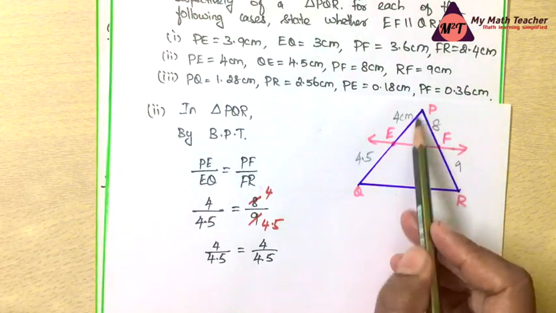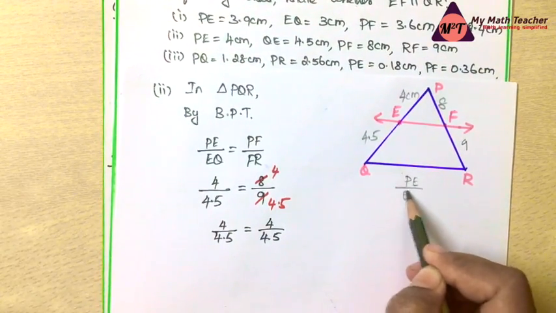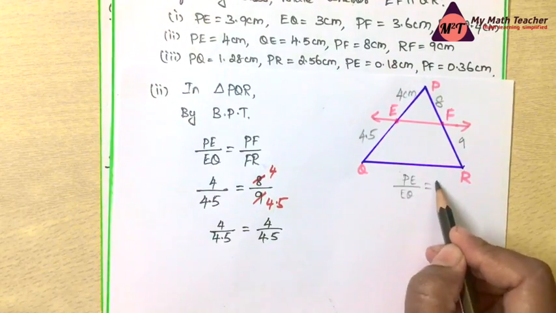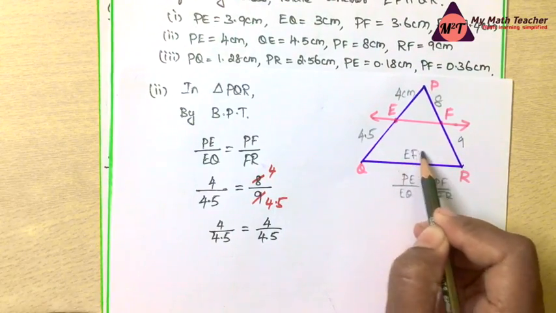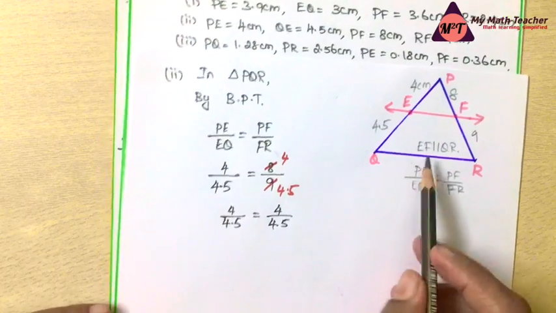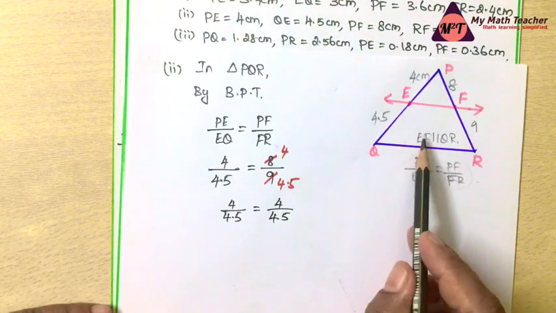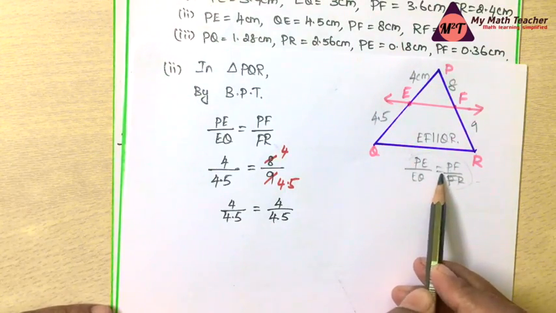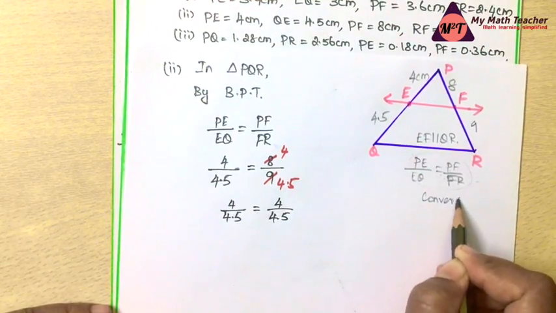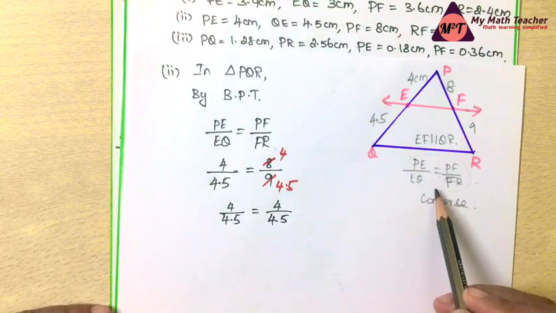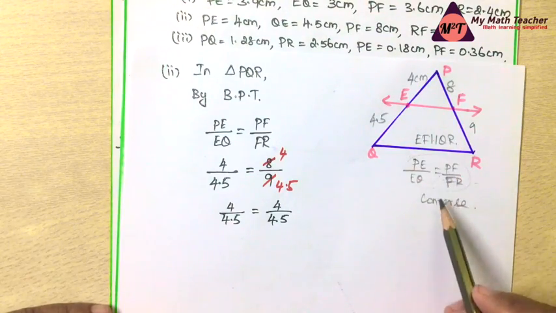What is converse? It's very simple. In a triangle, if you are drawing a parallel line, we say that PE divided by EQ is equal to PF divided by FR. This is the proof which we give when EF is parallel to QR. Now in this question we have got left hand side equal to right hand side. So when you know left hand side is equal to right hand side, what can we understand? EF is parallel to QR. This is called converse. So from parallel to the proof is basic proportionality theorem. Now if it is proof to parallel, then it is converse.